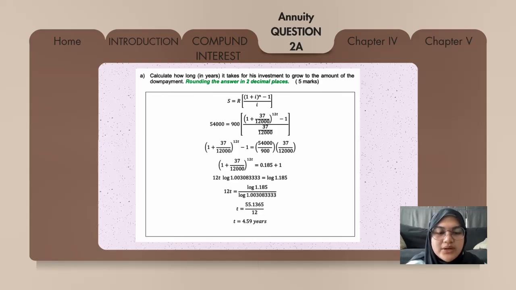So 1 plus 37 over 12,000 to the power of 12t equals 0.185 plus 1. So we are going to use the log formula. 12t log 1.0030833333 equals log 1.185. So 12t equals log 1.185 over log 1.0030833333. So t equals 55.1365 over 12, and the final answer is 4.59 years.